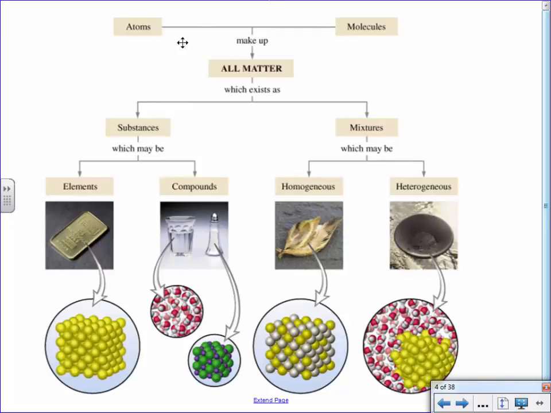If you've got all your matter, you've got your atoms and your molecules. They make up substances or mixtures. Let me walk you through the 4 pictures here. If it's an element, literally everything is the exact same thing. All you have is carbon, all you have is oxygen, all you have is nitrogen.